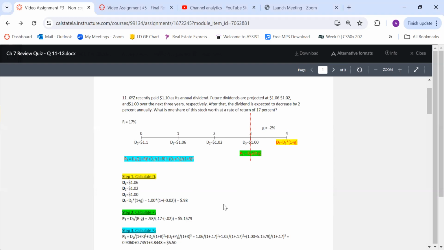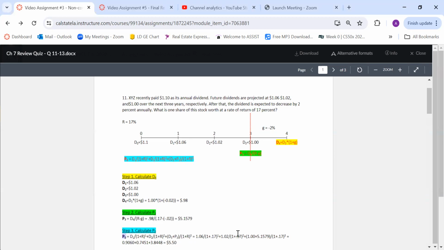Step 2 is calculating the price at 3, which is D4 divided by the rate minus g. That's going to equal the D4 that we just calculated, 98 cents, divided by 0.17, the rate of return, minus the negative 0.02 growth, which is $5.1579.